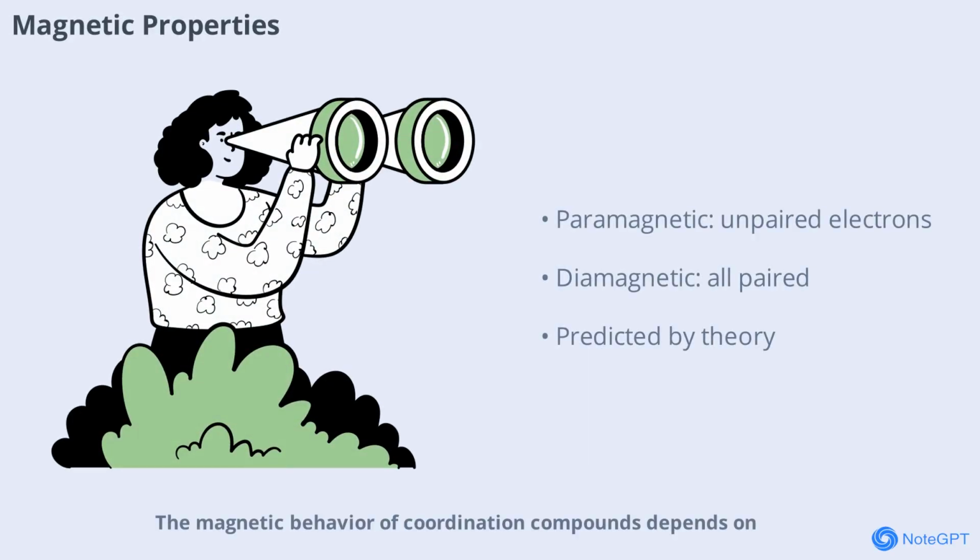Magnetic behavior of coordination compounds depends on the arrangement of electrons in the metal's d orbitals. Compounds with unpaired electrons are paramagnetic and attracted to magnetic fields, while those with all paired electrons are diamagnetic and repelled. Crystal field theory helps predict these properties, which are important in designing magnetic materials and understanding biological systems.